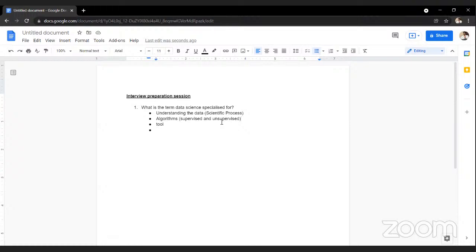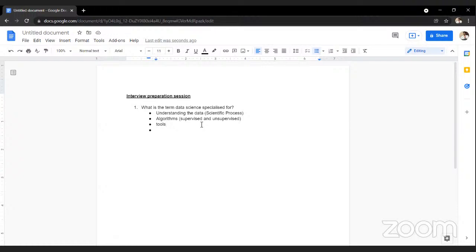We generally go for clustering and segmentation in this kind of things, right? Good. Then we have tools, guys. We will understand what the tools are that we need to focus on.